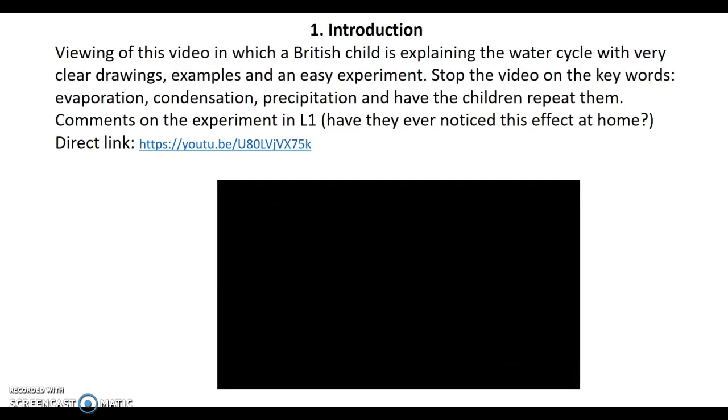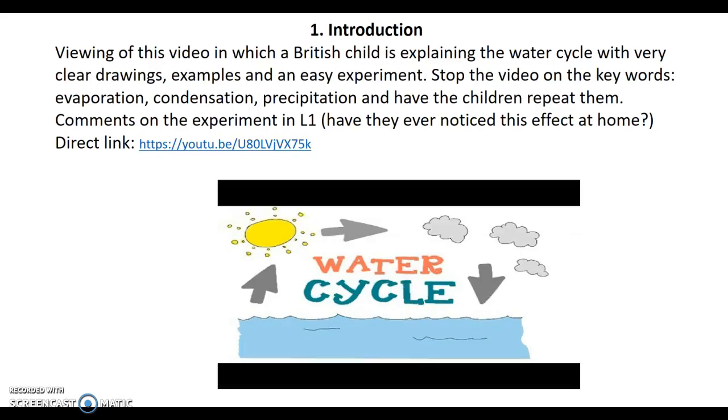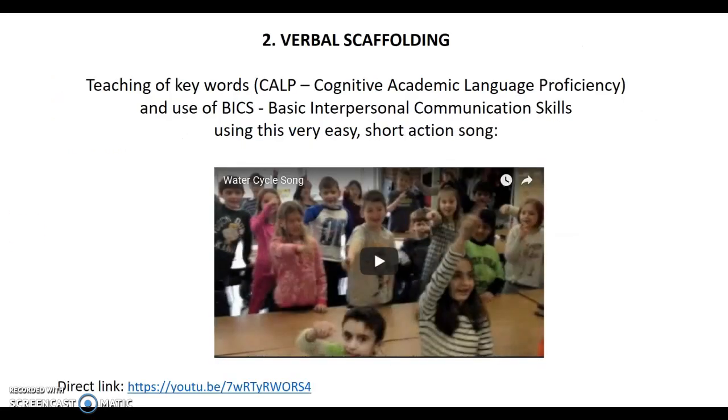So the first video that I would like you to watch, because it's very well done, is of a British child who is explaining the water cycle with very, very clear drawings, examples, and there's also an easy experiment at the end. As we watch the video, I would stop and have the children repeat evaporation, condensation, precipitation, because these are the three words that we will be using in the action song, which is the second phase here. This is a very, very short action song, but it concentrates on these three words with actions.